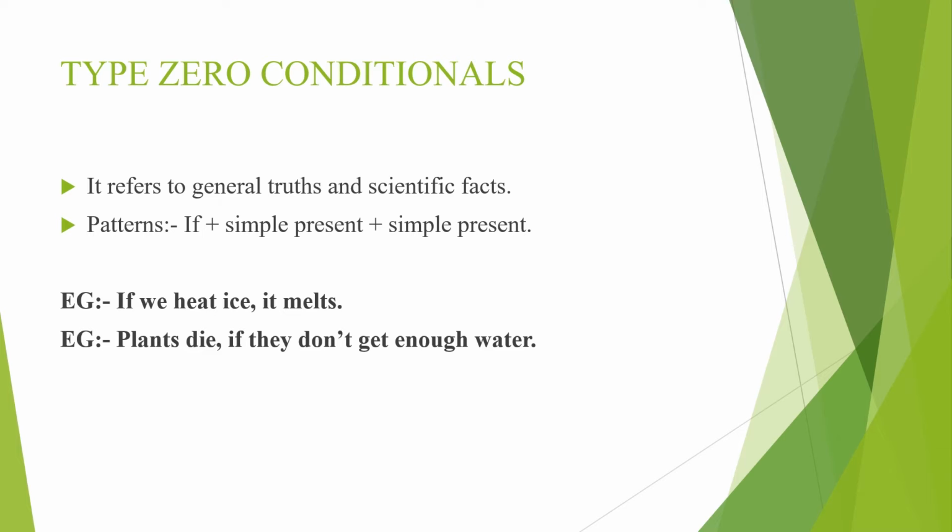The second example is, plants die if they don't get enough water. In this sentence, we have used the main clause first, that is plants die, and the if clause is used in the next half of the sentence, that is, if they don't get enough water. This is a general truth which is known by everyone, and the first example, if we heat ice, it melts, is a scientific fact or it can be a general truth as well.